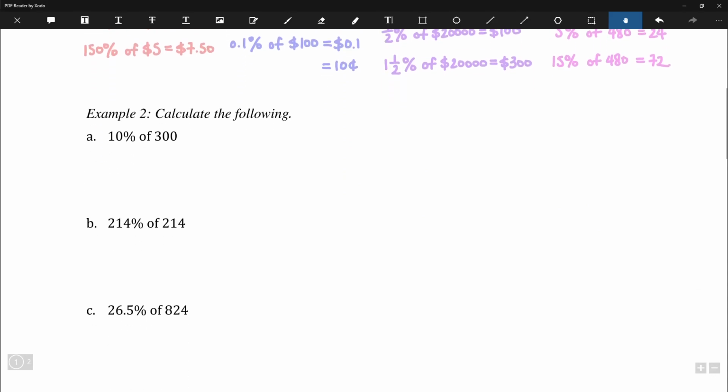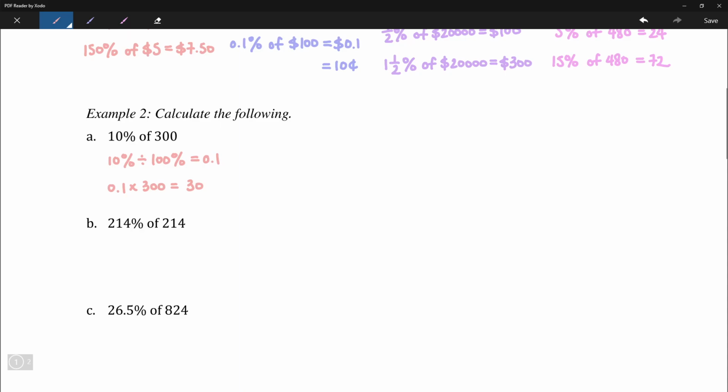Okay, so next up we have example 2. First question, this could be handled using mental math as well, but we also know that 10% is equal to 0.1. Since we take 10% and divide it by 100% to get the number in decimal form, we'll get 0.1. And then we take 0.1 and multiply it by 300, and so we get 30 as 10% of 300.